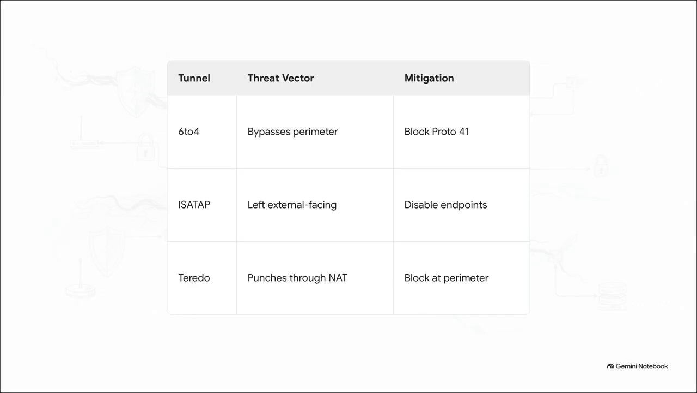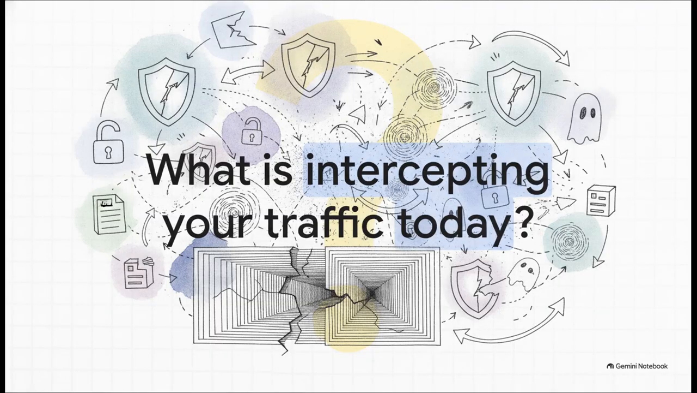And Teredo is honestly perhaps the worst offender, tunneling IPv6 directly inside standard UDP traffic to punch right through your IPv4 NAT. This means an attacker can reach an internal host via IPv6 even if you have completely blocked all inbound IPv4 traffic at your perimeter. Your mitigation strategy has to be aggressive. Disable 6to4, ISATAP and Teredo on all endpoints unless they are explicitly required, and absolutely block these tunneling protocols at your perimeter.